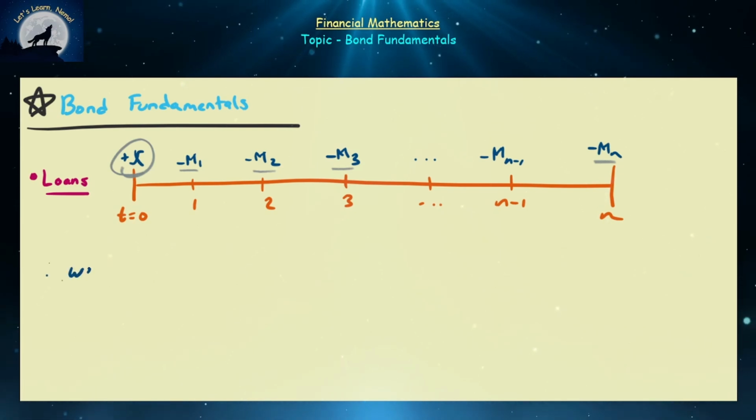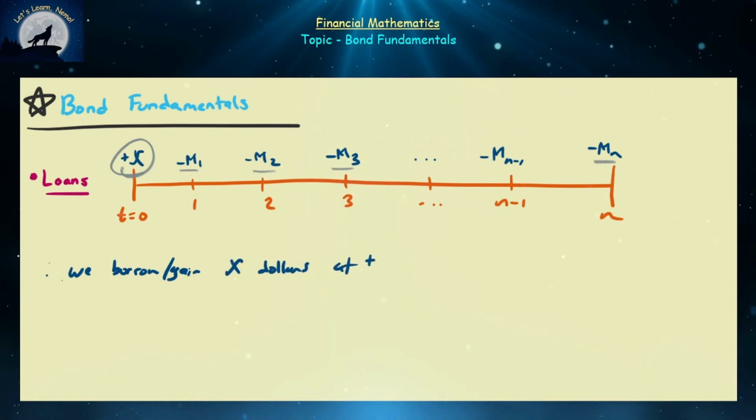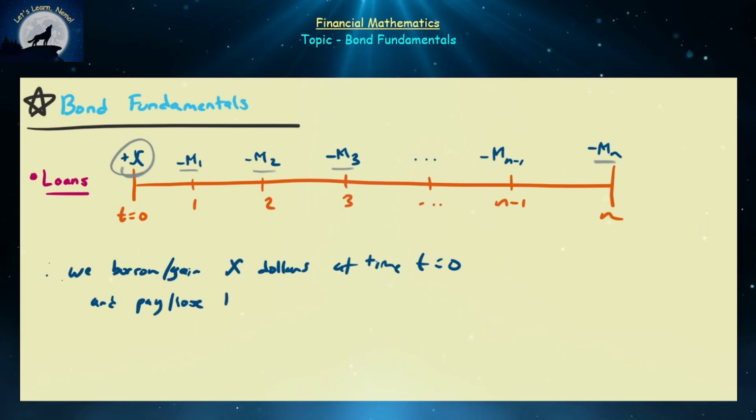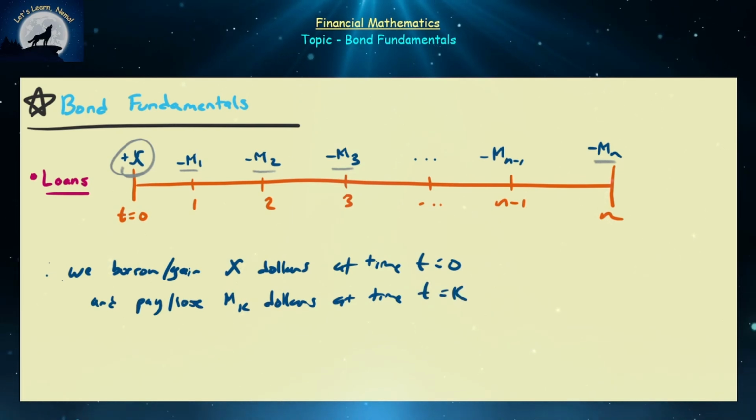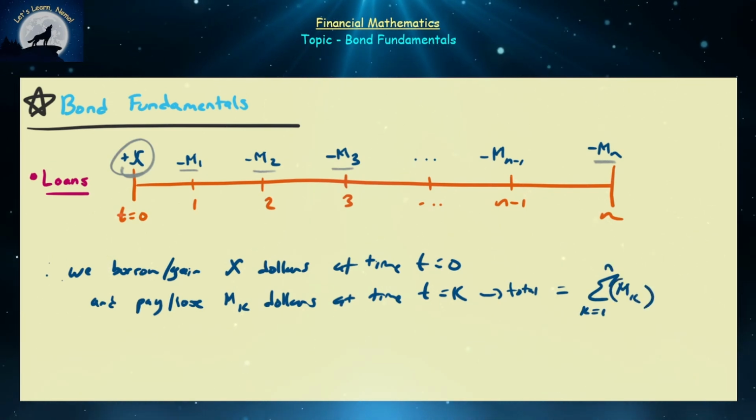So what does that exactly mean? That means we borrow or gain X dollars at time t equal to 0 and pay or lose M_k dollars at time t equal to k. In total, that would be equal to the sum from k equal to 1 to n of these transactions, M_k, our monthly payments.